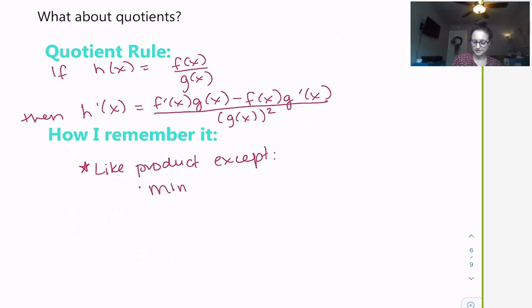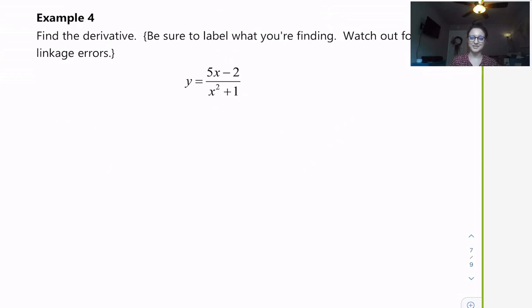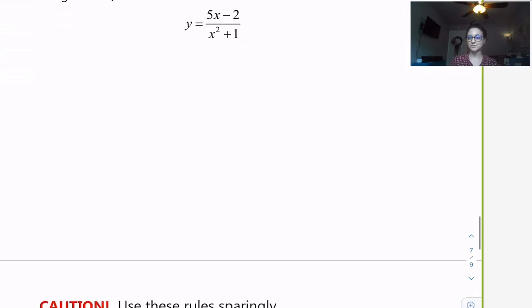Except a minus instead of plus, and all over the original denominator squared, right? Those are the two, basically, differences between the two rules. All right, I'm going to force a pause on your screen. Will you please write this function, y equals (5x minus 2) all over x squared plus 1?